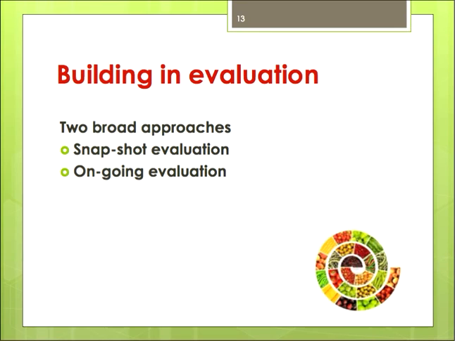So how do we build in evaluation? I say there are two broad approaches. One we would call a snapshot evaluation. That's not a technical term, that's my term. And the other one is ongoing evaluation.